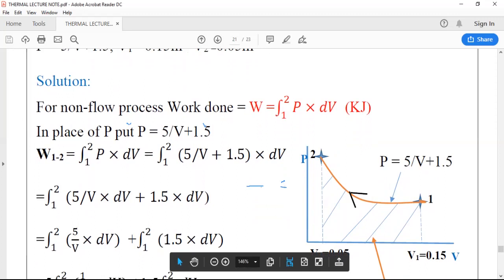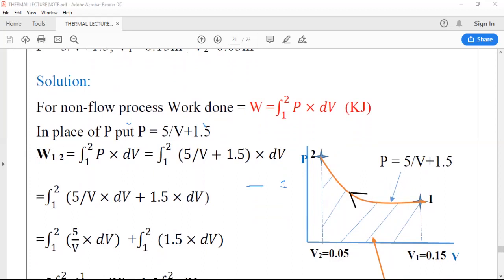The x-axis is volume and the y-axis is pressure. The initial volume is 0.15, the final volume is 0.05, and accordingly the pressure will vary. So this is the diagram from state 1 to state 2, the process 1 to 2. Here the volume is V1 and pressure is P1; here the volume is V2 and pressure is P2. For a non-flow process, work done W is equal to the integration of PdV from 1 to 2.